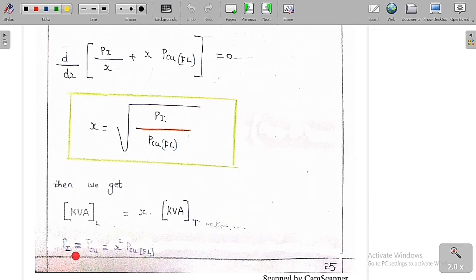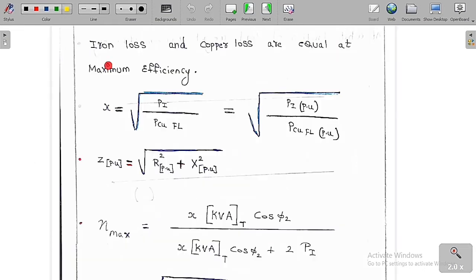As I've already told you, iron loss is equal to copper loss, which is x square times the copper loss at full load. At this point we get the maximum efficiency. So iron loss and copper loss are equal at maximum efficiency. This is the point that you always have to remember. If you want x in per unit terms, it is the square root of iron loss in per unit by copper loss at full load in per unit.